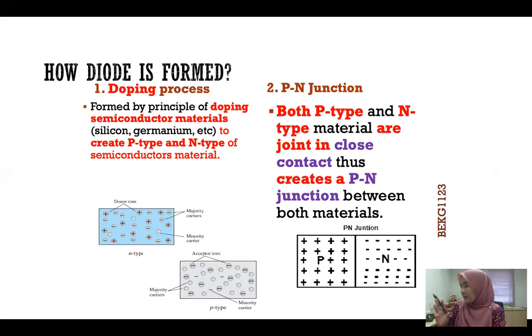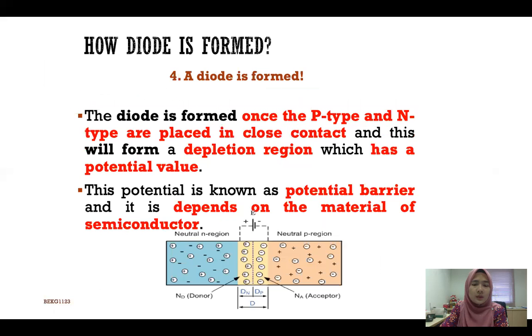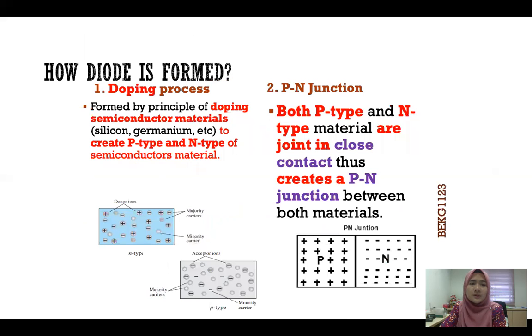Actually, this is the same as what we have learned in chapter 3 about the doping process and so on. Okay. So how is a diode actually formed? There are several steps: 1, 2, 3, and 4. Okay, 4 steps. So you need to remember these 4 steps of how a diode is formed.